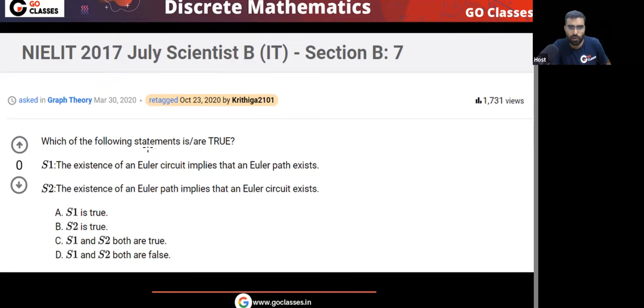Tell me, which of the following statements is or are true? The existence of Euler circuit implies the existence of Euler path. Is this true? This is false. Why is this false? Tell me.